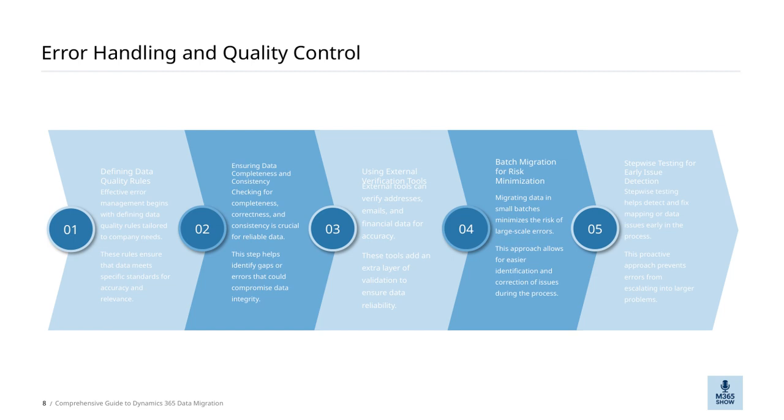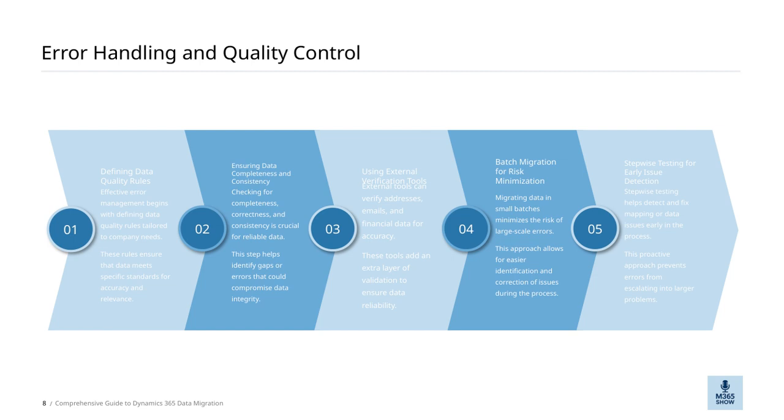To further improve data accuracy, you can use external verification tools. These tools are especially handy for verifying addresses, emails, and financial data. They add an extra layer of validation, boosting overall data reliability. Another important point is to migrate data in small batches. This approach minimizes the risk of large-scale errors and makes it easier to identify and correct issues as they arise. Smaller batches give you more control and reduce the impact of any problems.